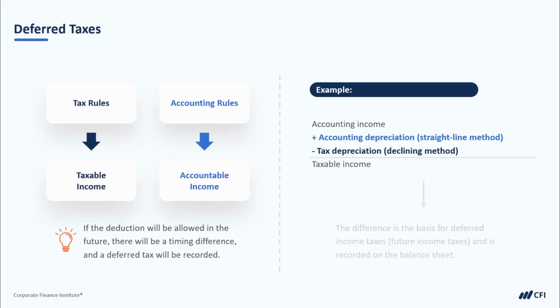The difference between accounting income and taxable income is the basis for deferred income taxes, also sometimes referred to as future income taxes, and we record it on the balance sheet. Now, if there is less tax payable in the future, that's going to be a deferred tax asset. And conversely, if there will be more tax payable in the future, it's a deferred tax liability. Let's look at a real example to make this come alive.